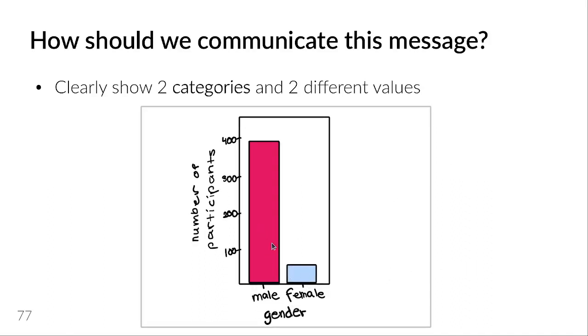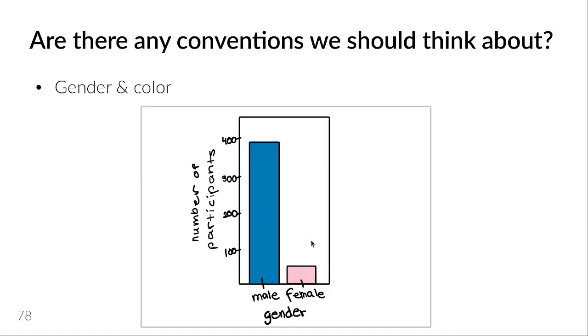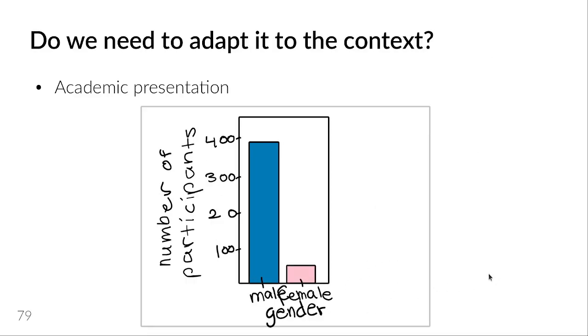So these 2 colors vary in both their hue and their luminance to emphasize both the different groups and the different values. However, if we're considering are there any conventions we should think about, we should probably switch the colors so that blue is male and pink is female. Not because I necessarily think this is a good convention, but just because it'll facilitate understanding of the figure. Finally, we should think about how to adapt it to the context.